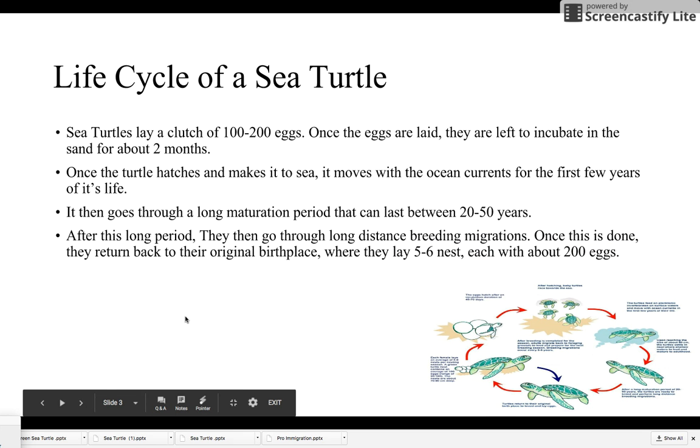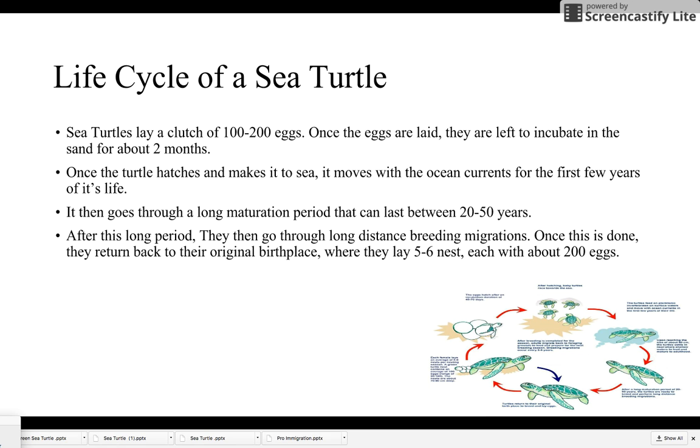So, now the life cycle of a sea turtle. Sea turtles will lay a clutch of about 100 to 200 eggs. And once the eggs are laid, they are left to incubate in the sand for about 2 months. During this time period, these eggs are left unprotected as the sea turtles lay their eggs and then return back to the ocean. So there's no parent to help protect these sea turtle eggs, which means that these are left open for predators and for people to destroy. And that'll be another point I get into later on in the PowerPoint.